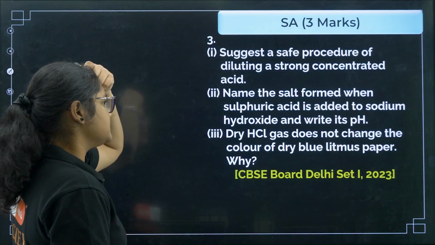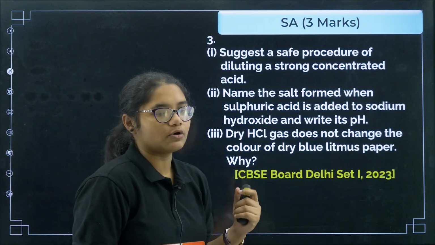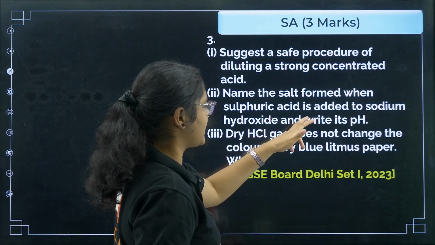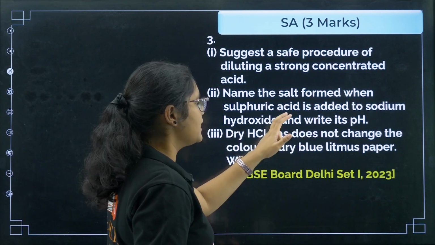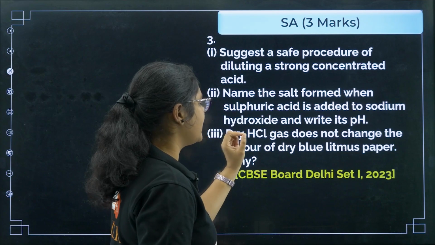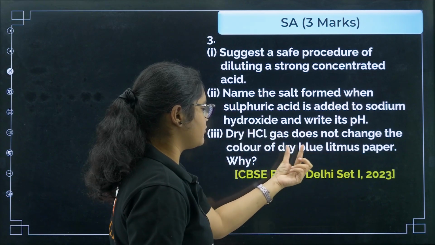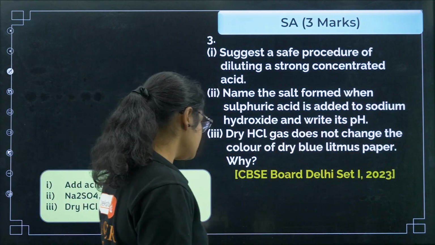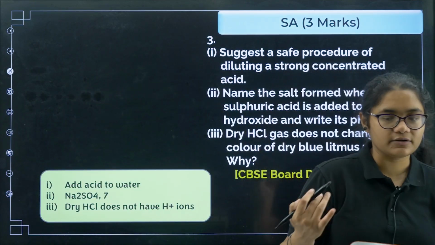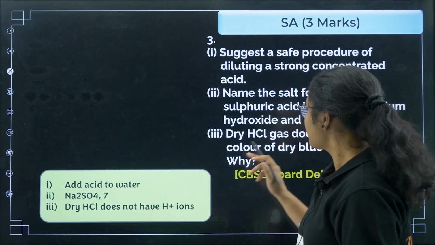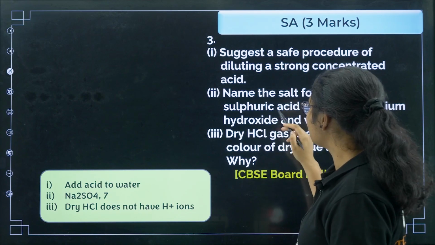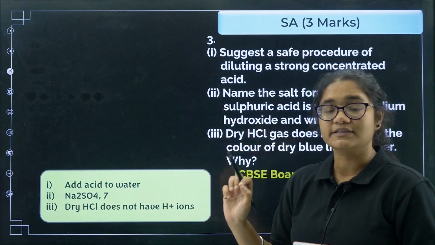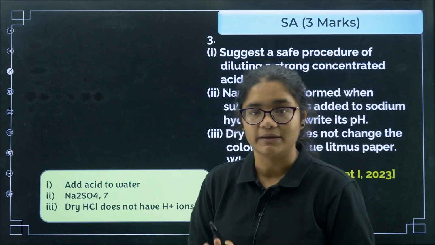Next question number 3. Suggest a safe procedure of diluting a strong concentrated acid. Name the salt formed when sulfuric acid is added to sodium hydroxide and write its pH. Dry HCl gas does not change the color of the dry blue litmus paper. Why? So very simple answer. What is the correct way? You should add acid to water. Now what is the salt formed here? Because it is a strong acid and a strong base, you will get Na2SO4, and because it is a neutral salt, the pH value will be 7.